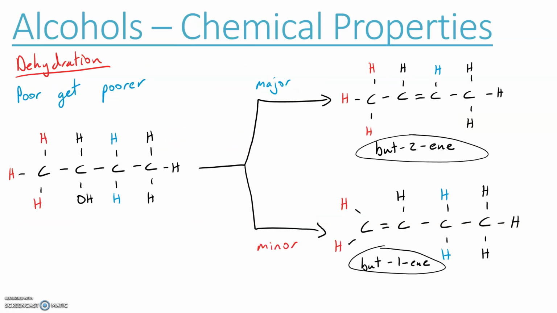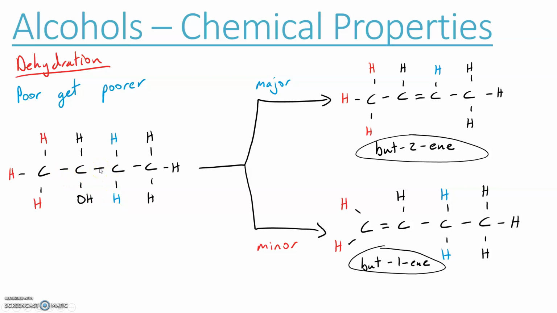In elimination reactions, we apply Markovnikov's rule that the poor get poorer. So there are 2 possibilities. In this molecule here, if we carry out an elimination reaction, we could eliminate OH and H here, or we could eliminate OH and H here. It's going to be the OH that goes, and also a neighboring hydrogen, could be from this side or this side, forming the double bond either here or here.